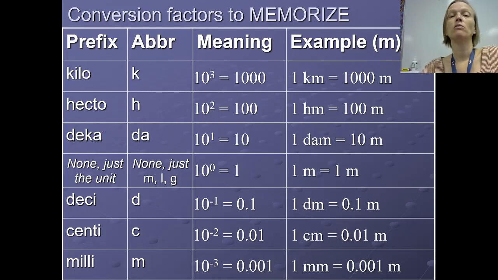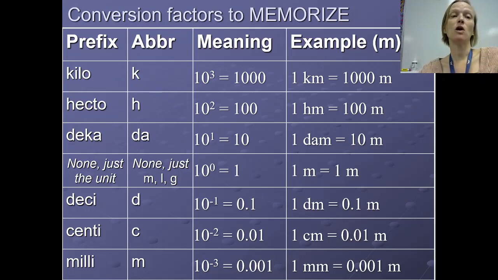Or we could use the units for mass. We could have kilograms, hectograms, decagrams. Or we could use other units like liters. We could have centiliters, deciliters, milliliters. These units can be used in conjunction with any SI unit, but these prefixes always have the same meaning.